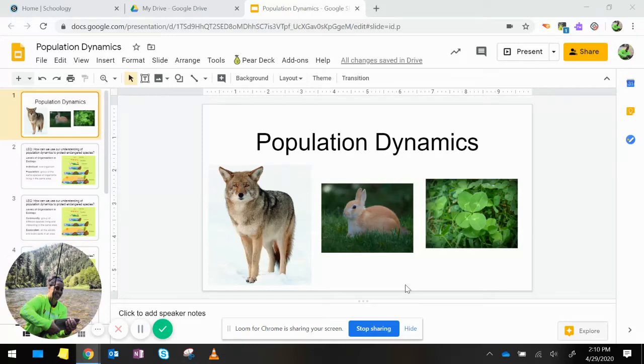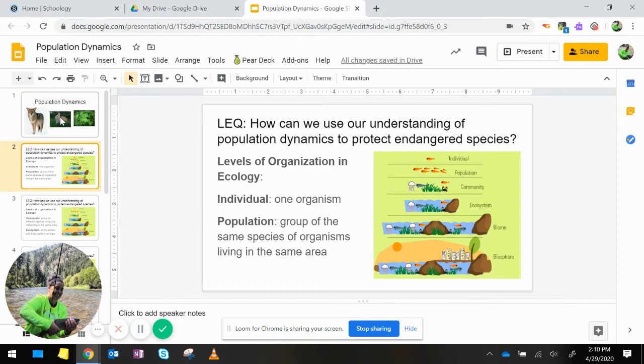Hello everyone, today's lesson is about population dynamics. It is the first LEQ that we are going to be looking at in our new Unit 8 Ecology. So we are starting our ecology unit. So what we're going to be talking about as far as population dynamics goes, we're going to be looking at how can we use our understanding of population dynamics to protect endangered species.